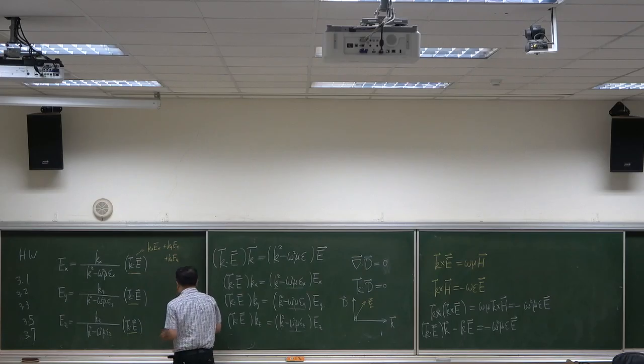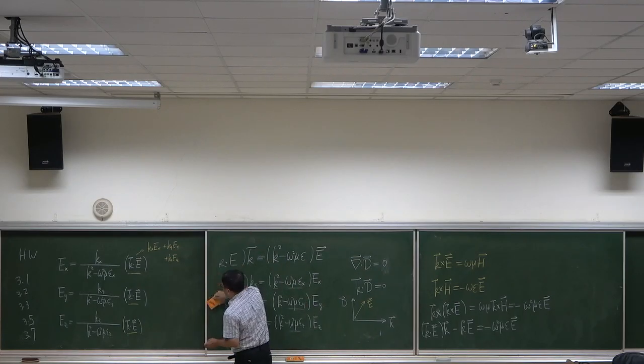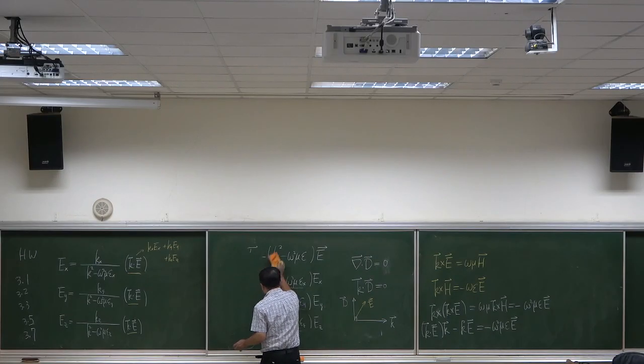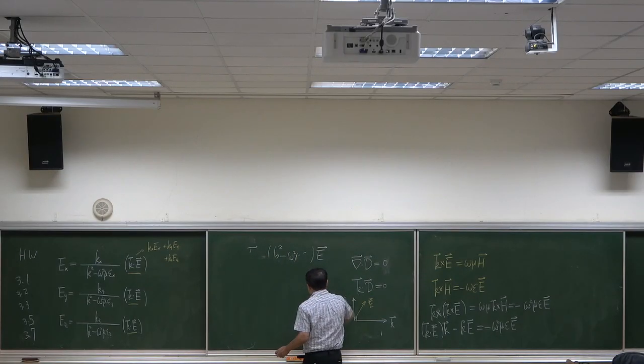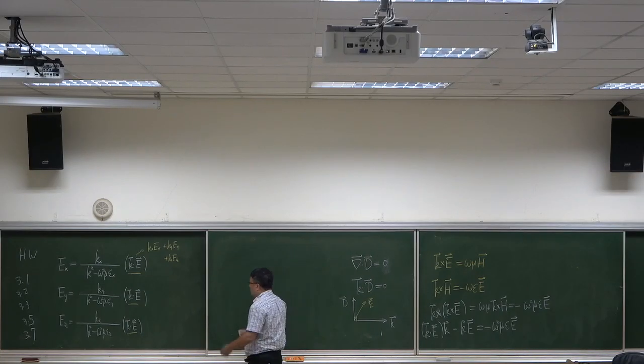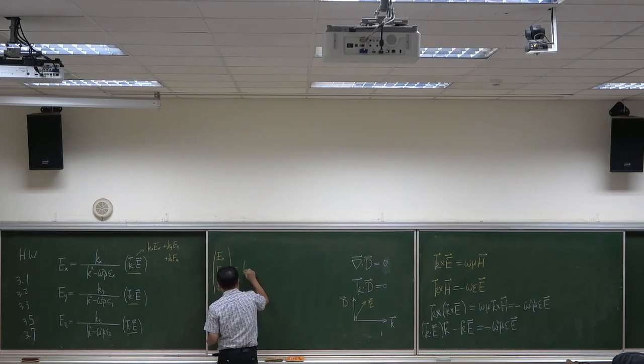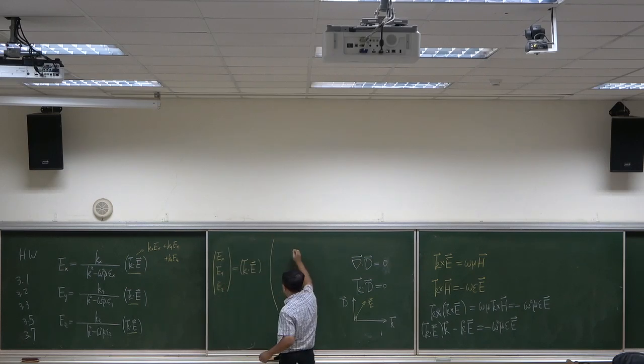This means that now Ex, Ey, Ez is K dot E times this.